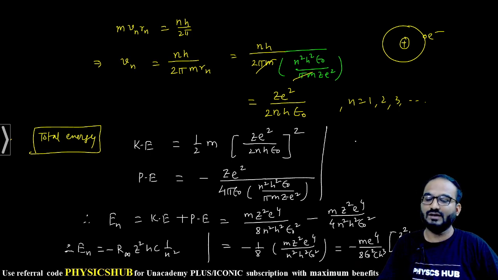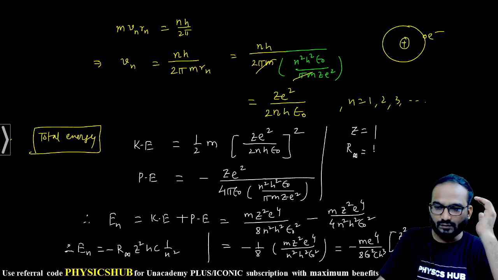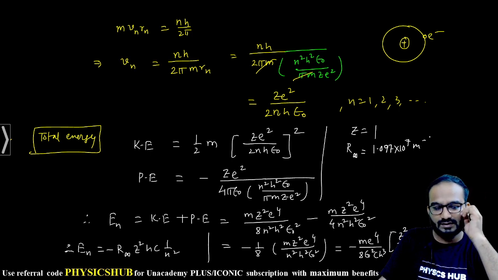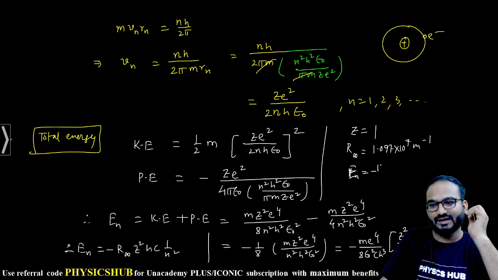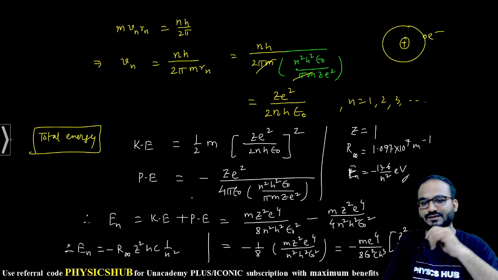In particular, if you consider hydrogen, you have to consider Z equals 1, and R∞ you can calculate as 1.097 × 10⁷ meter inverse, and as a result you will get the value of En to be minus 13.6 by n² electron volt. So in this way you can do this thing.